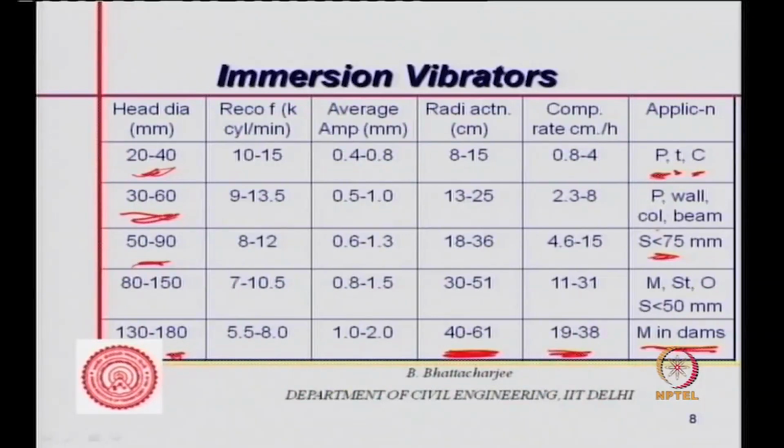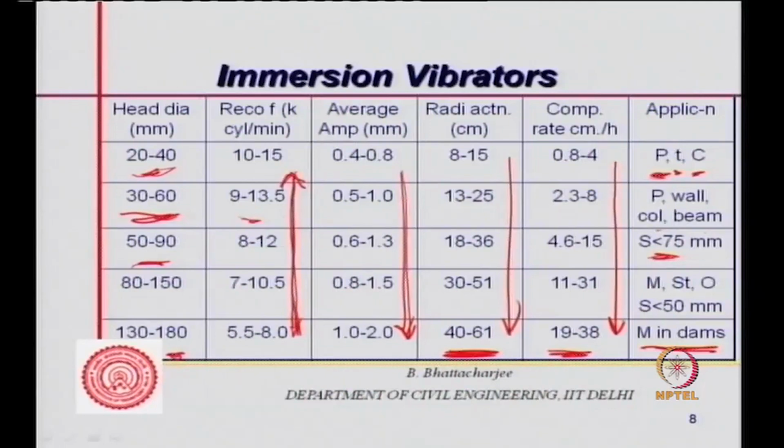So for plastic concrete, wall, column, beam, you can use 30 to 60, and this range, as you see, reduces here: 10 to 15, 9 to 13.5, and so on. Average amplitude increases along this direction. This becomes lower, this increases along this direction. Radius of action increases along this direction, and compaction rate also increases along this direction.